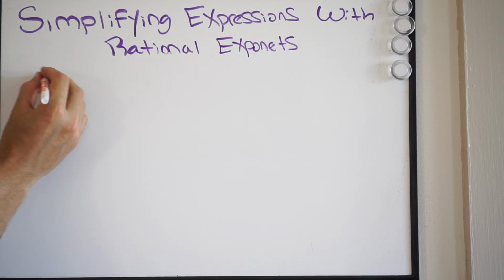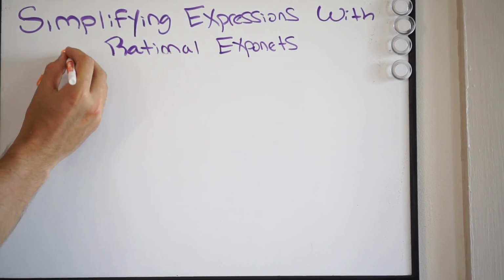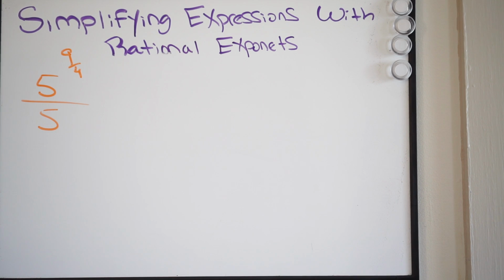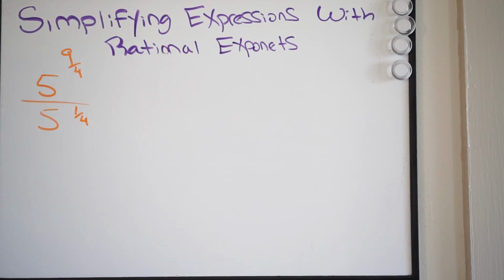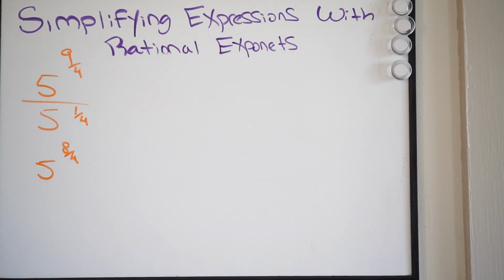We'll have 5 to the 9 over 4, all over 5 to the 1/4. Again, same base, we're dividing, so remember your properties of exponents. If we're dividing and we have the same base, we're going to subtract. This works out very nicely because we have the same denominator, so 9 minus 1 is going to be 8, so we're going to have 5 to the 8 over 4.